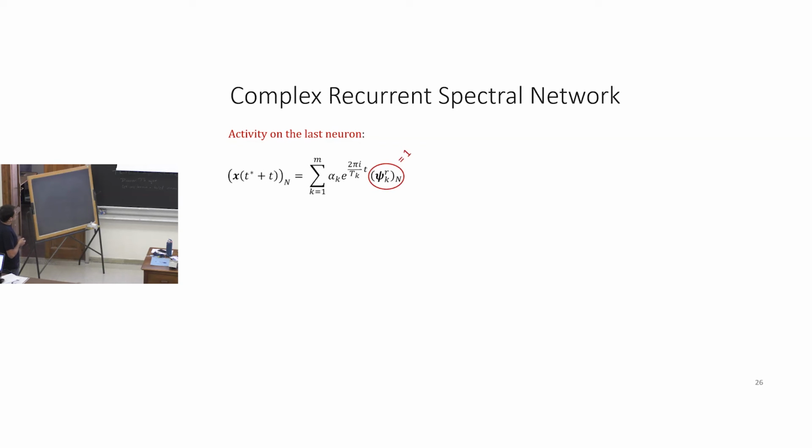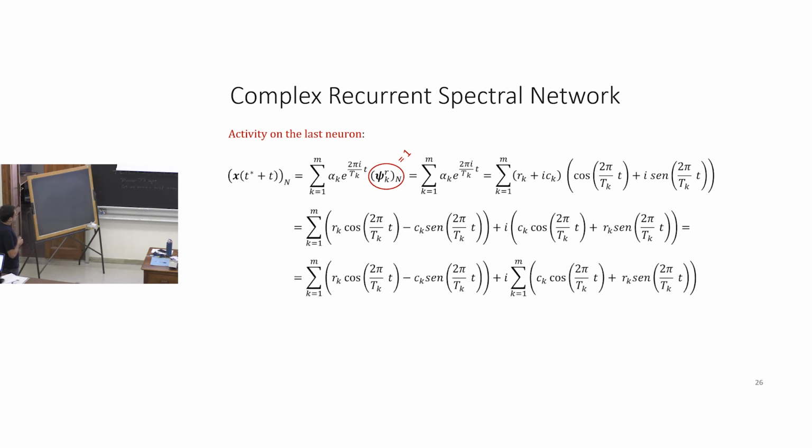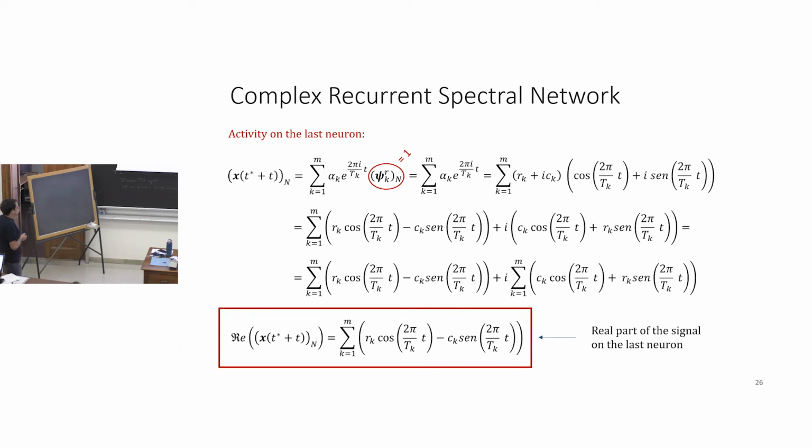Since this component is equal to 1, you can do some calculations. For example, you can write the coefficient as the real part plus the imaginary part, and so on. At the end, you will obtain the real part of the activity on the last neuron plus the imaginary part. If we focus on the real part, we will see that this model allows the real part of the activity on the last neuron to be written with this sum. So we have a sort of Fourier series on this last neuron.